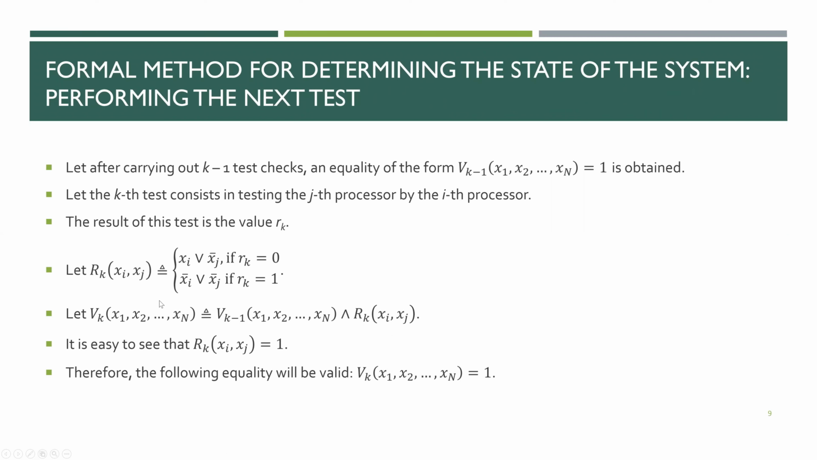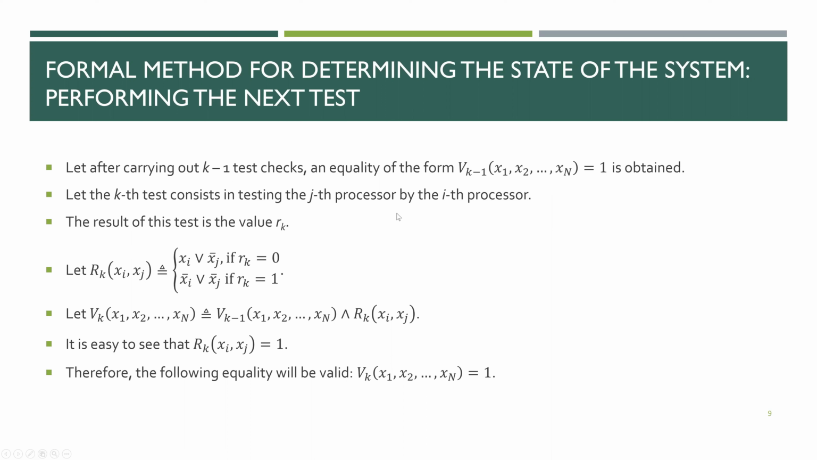Let's assume that after carrying out k-1 test checks, an equality of the form P(k-1), that depends on some variables xi, is obtained, and it's equal to 1, as we see. It doesn't matter what the form of this equality is, but on the next slide we will define it.